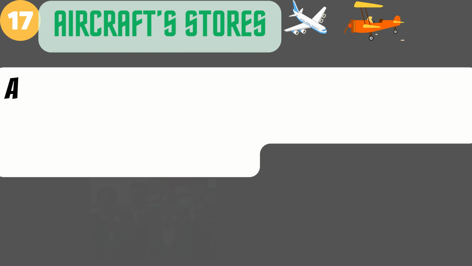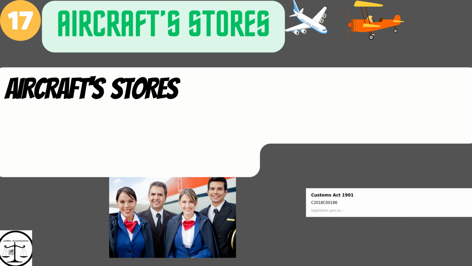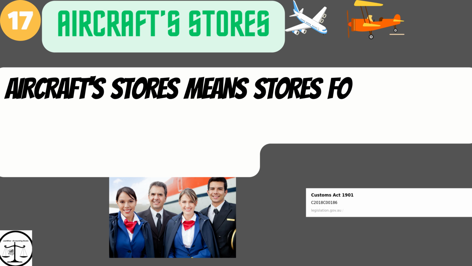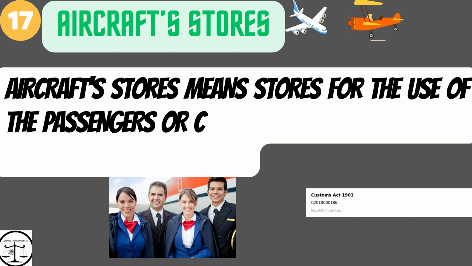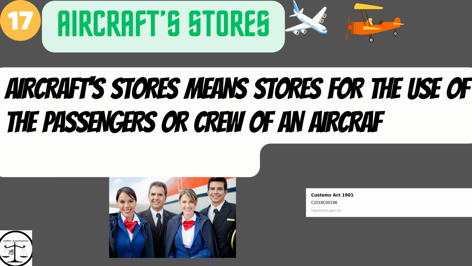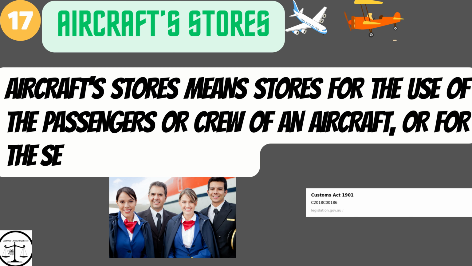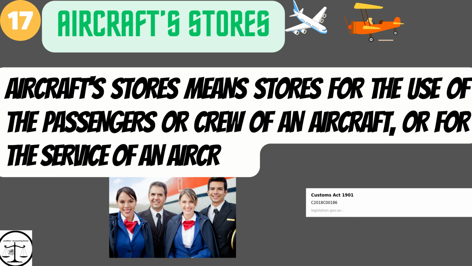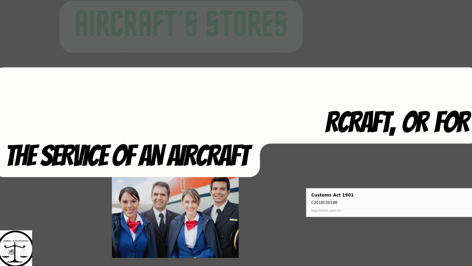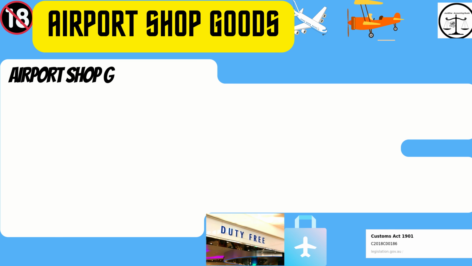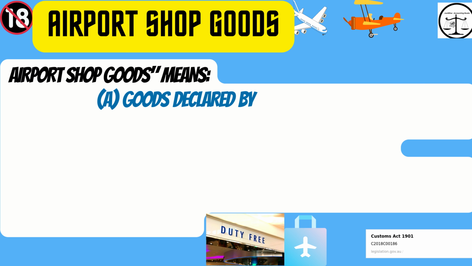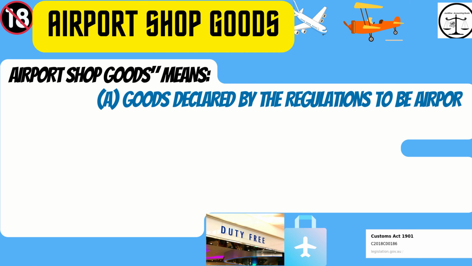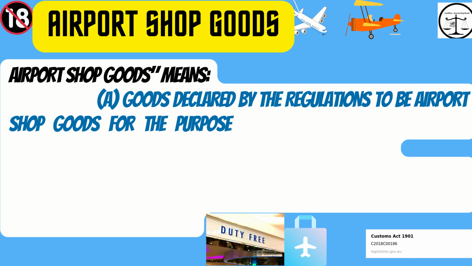Word number 17. Aircraft stores. You can find more information on aircraft stores in Section 130C of the Customs Act 1901. Aircraft stores means stores for the use of the passengers or crew of an aircraft, or for the service of an aircraft. Word number 18. Airport shop goods. You can find more information on airport shop goods in the Customs Act 1901.